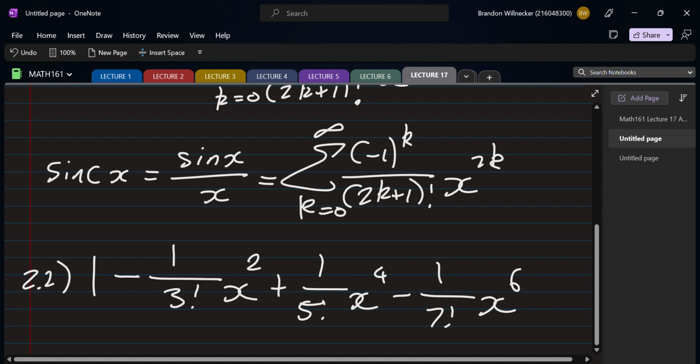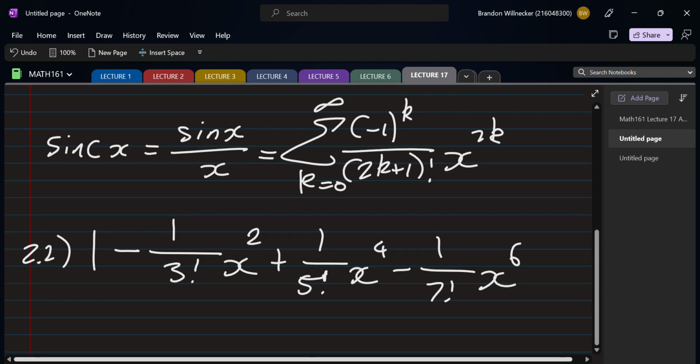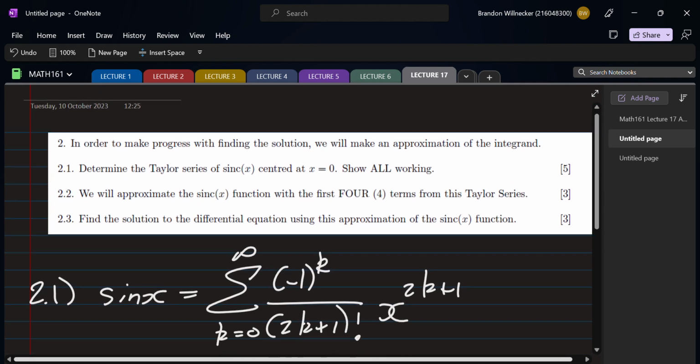A lot of you put that in your calculators to see what the exact value is. That's fine, but you can leave it like this. This is no problem. That's a 5 factorial. So this is the first 4 terms from that sum on the right there. So that was 2.2.